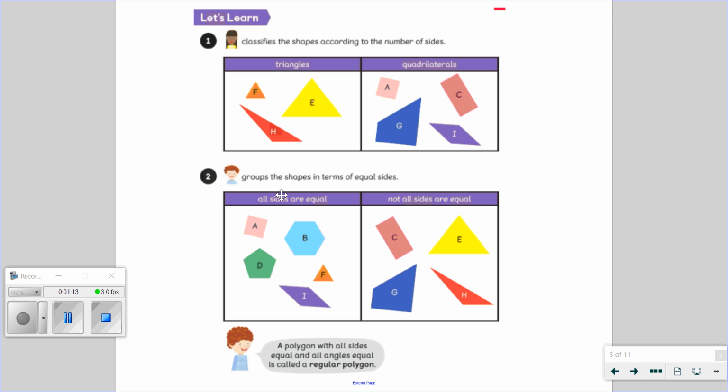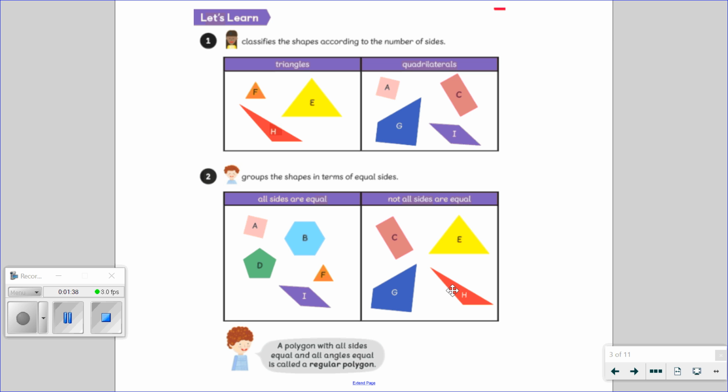Elliot has grouped them in terms of equal sides. Shapes A, B, D, F and I have equal sides. They have sides that are all the same length, and he has noticed that shapes C, E, G and H do not have equal sides. Even in shape E, the base is longer than the other 2 sides.